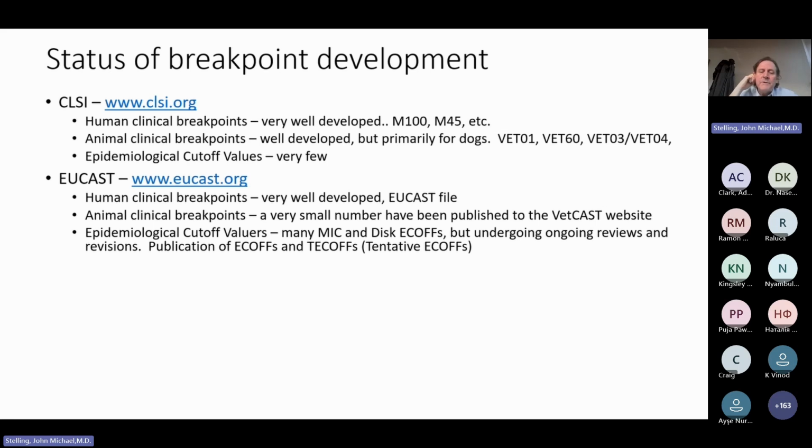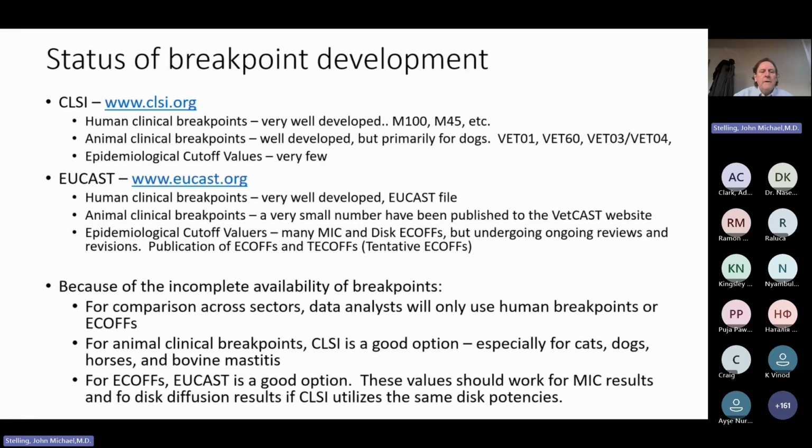They're undergoing reviews and revisions and evaluation. They changed their criteria for what acceptable data contributions are. So they publish ECOFs, as well as TECOFs. TECOFs are basically the old ECOF, but tentative, given that they want to revisit it with applied standards for quality and methodology and number of isolates, et cetera. Ongoing work. Those are available. They're all available on the UCAST website.